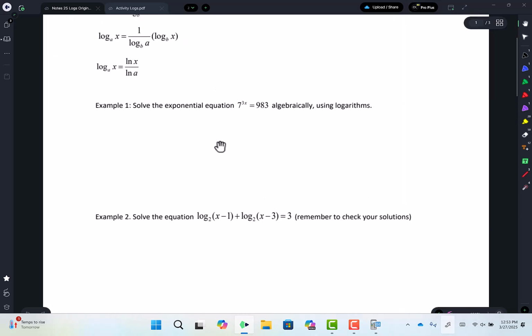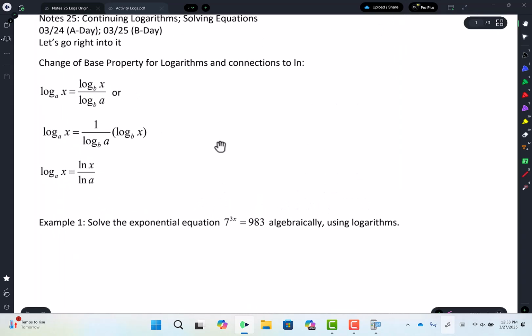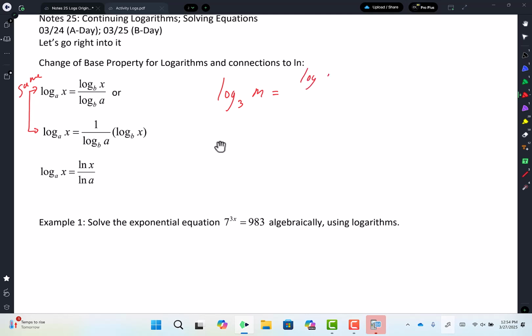So right off the bat, change of base properties. We kind of already touched on it. ln is essentially the same, so these first two here are the same. Sometimes it's written this way, the second one, but it's the same thing, and they're called change of base properties, guys. So if I wanted to portray log base 3 of m, that's the same thing as saying log of m over log of 3.